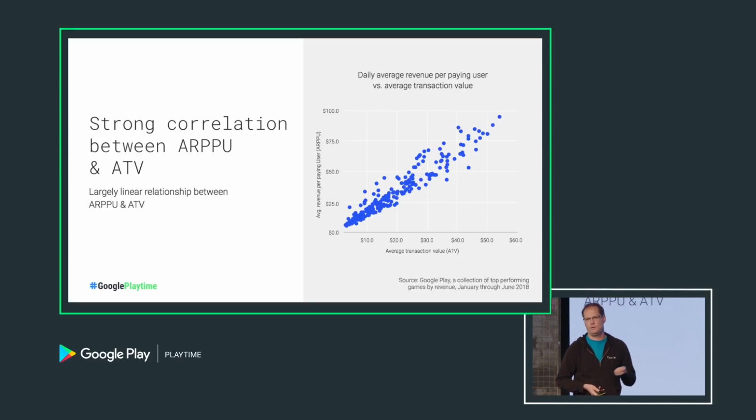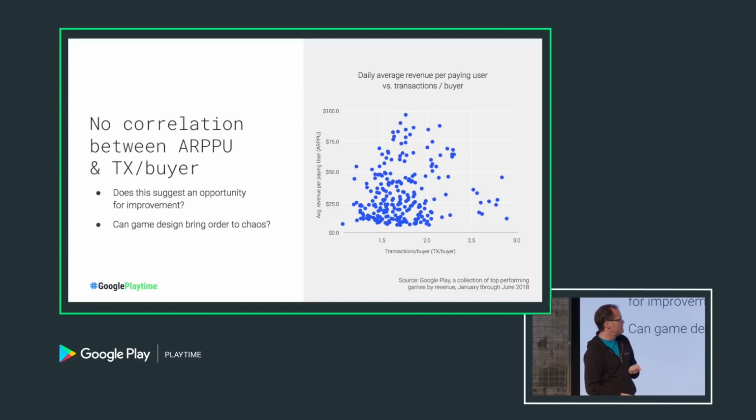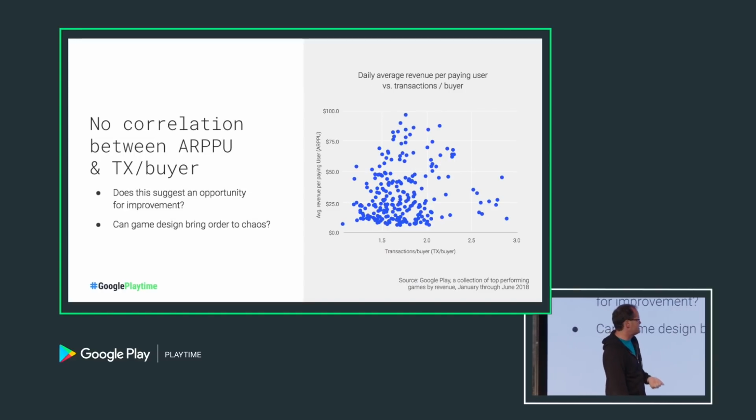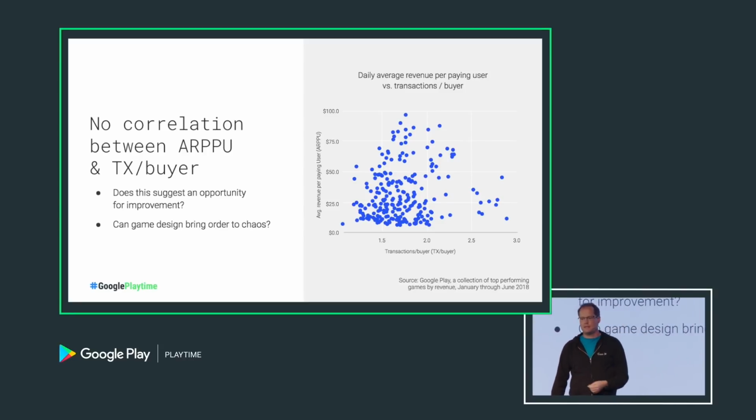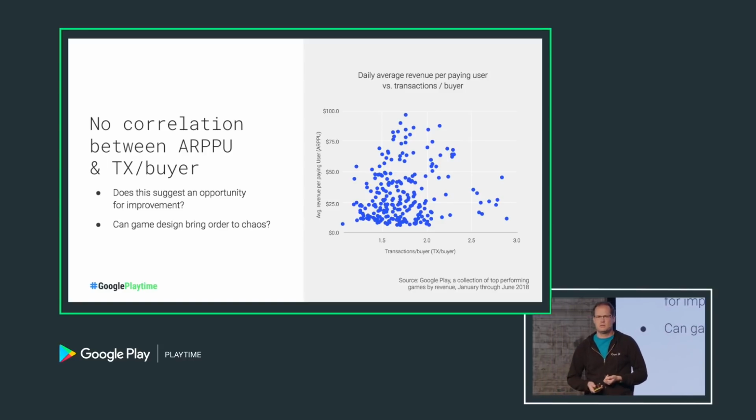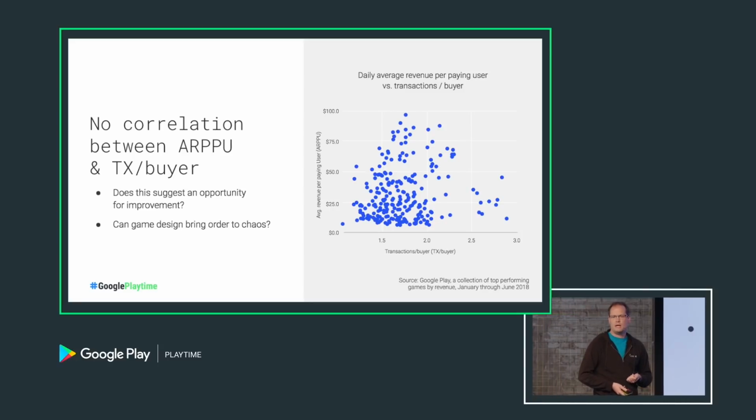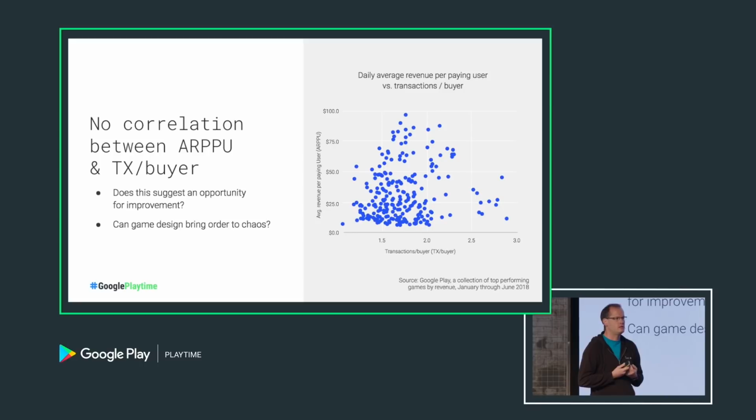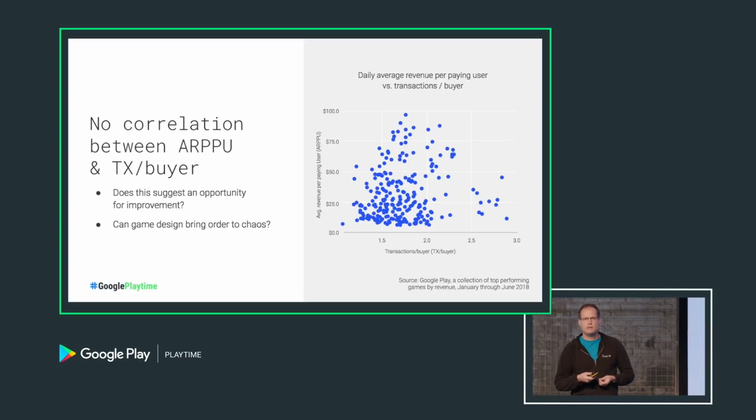In contrast, when we plot transactions per buyer on the x-axis and average revenue per paying user on the y-axis, it's just noise. We actually spent a decent amount of time looking at cluster analysis, curve fitting, and other options like that, and could not figure out any reliable pattern to predict what was going on here. So this is one of those areas where I think it's more tied to a game's design and a game's core economy. One of the things I'm starting to think about is, how can we leverage game design to bring more order to the chaos that is this relationship?